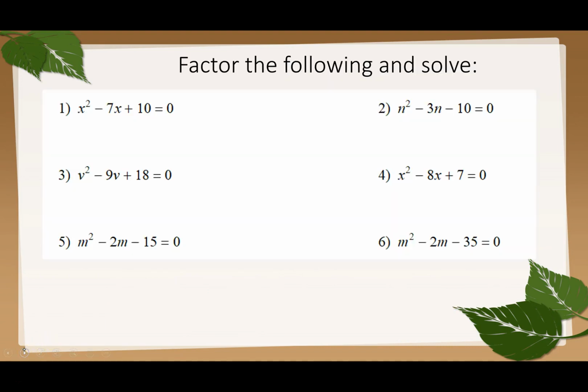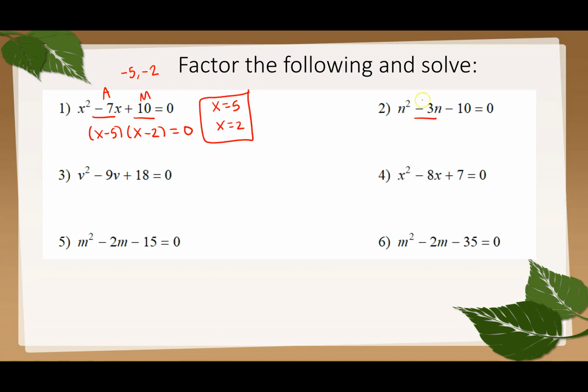All right, let's try a couple more. What numbers add to -7 but multiply to 10? Well, that would be what? A -5 and a -2? Yep. So I'll have x minus 5, x minus 2. So my actual answers will be x equals 5 and x equals 2.